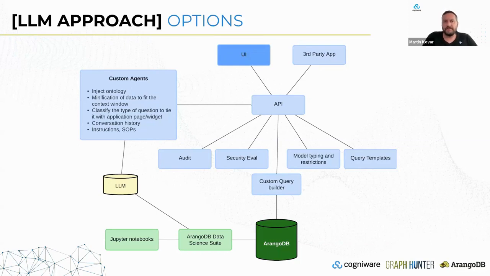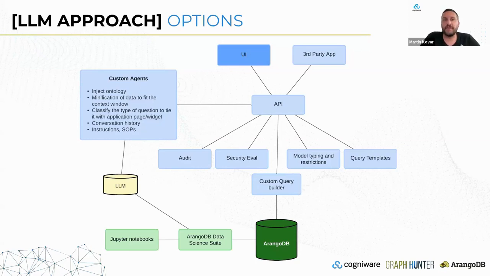And there are, let's say, the five most important things that we have in this custom agent. First of all, we inject ontology. So we tell the large language model how our ArangoDB collections are tied together, what the meaning is behind every entity type or link type. We give information about all the attributes or parameters for the data.